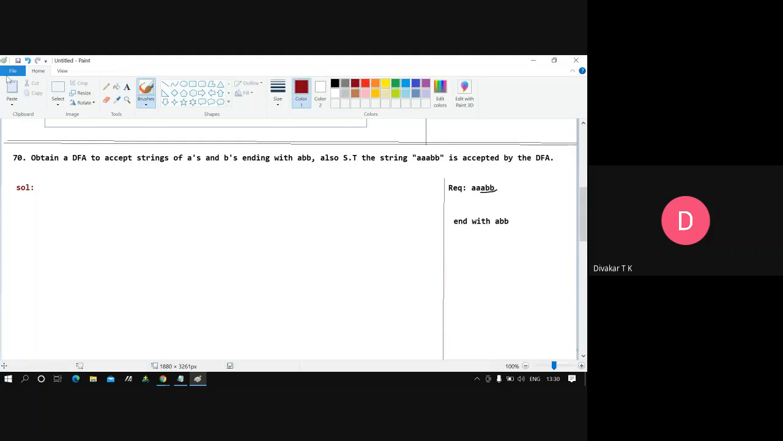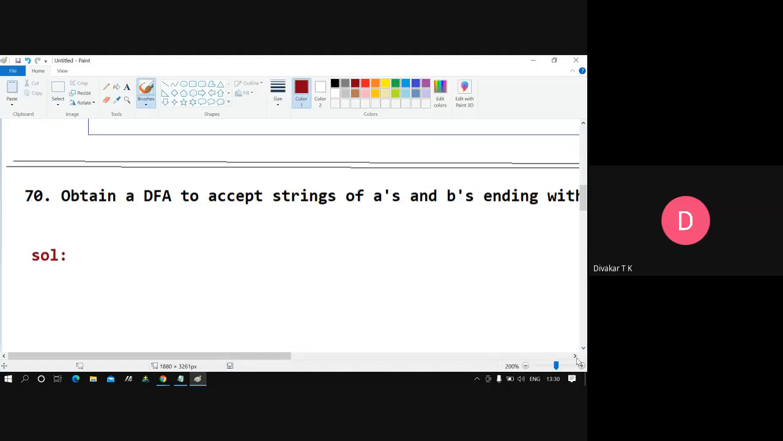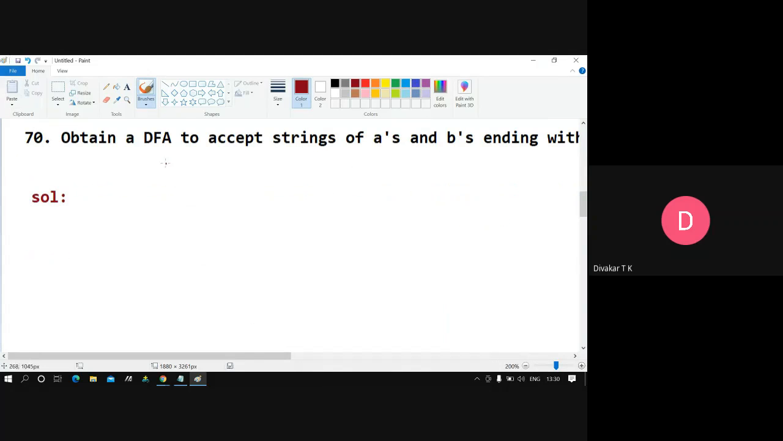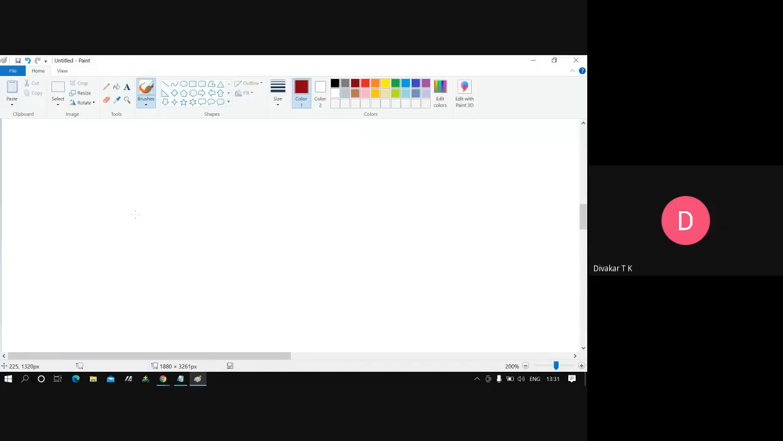Okay, so now I will take this part here. Sigma is equal to {A, B}. This is the requirement part here. Fine. Next part. The necessary part here is ABB, ending with ABB. So that's why I'll take Q0 here. Very easy part. Q0.